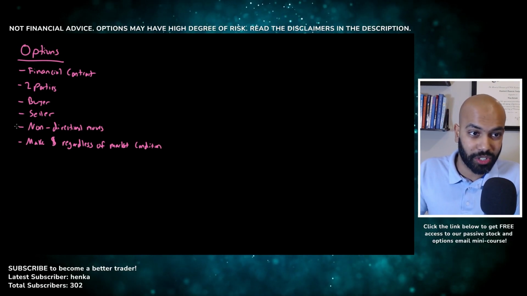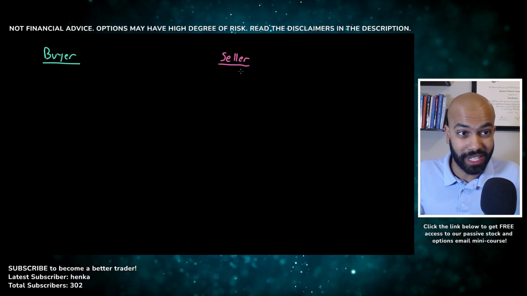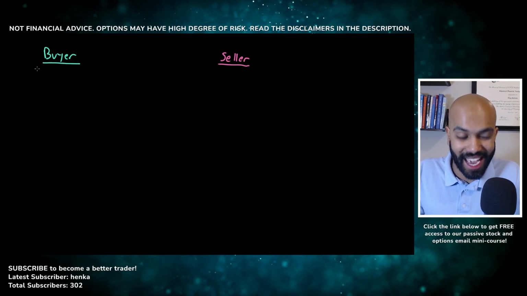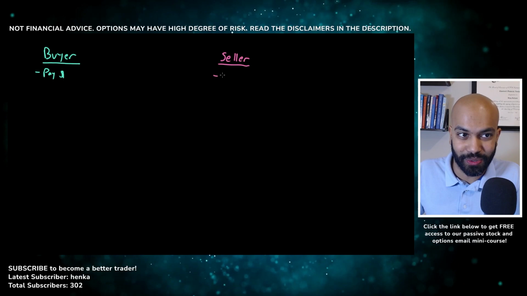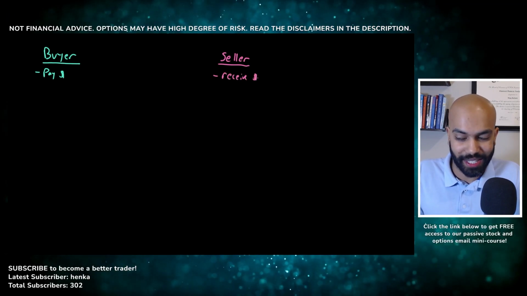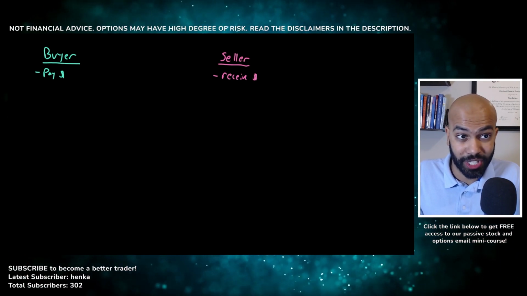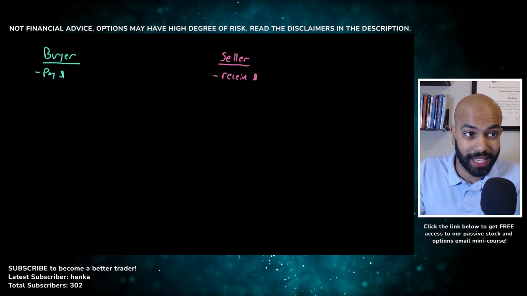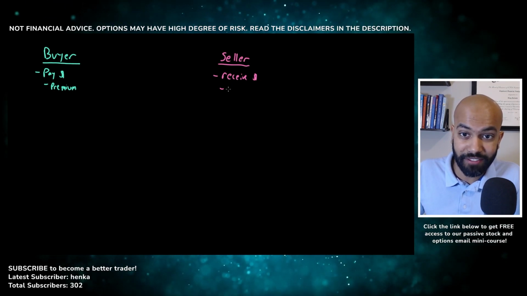So we did talk about two different parties here, the buyer and seller. So let's jump into that. So we have the buyer and seller right here. Typically when you buy anything, right, you pay money, right? And when you sell something, you receive money. And that's exactly what it is in options as well. You can buy an option, and when you buy an option, you pay money, and this is known as a premium. And similarly, when you sell an option, you are receiving the premium.